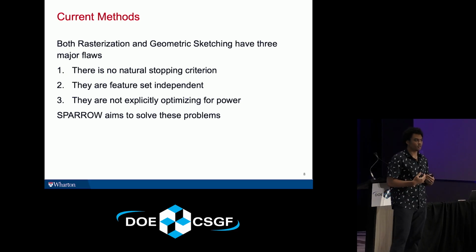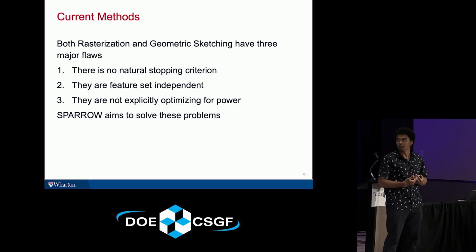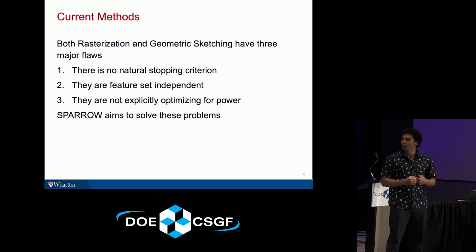And while both of these methods are very useful, they have two major flaws. The first is that there's no real natural stopping criterion, so in neither of these methods can you know exactly when you want to stop. And the second is that they're feature set independent. You'd imagine that if you really cared about, let's say, one specific feature in your data set, you'd want to oversample cells with this feature. However, since these methods don't even look at your feature matrix X, you're going to get the same subsample no matter what your scientific question is. And so we've made a method, Sparrow, which aims to solve these problems.